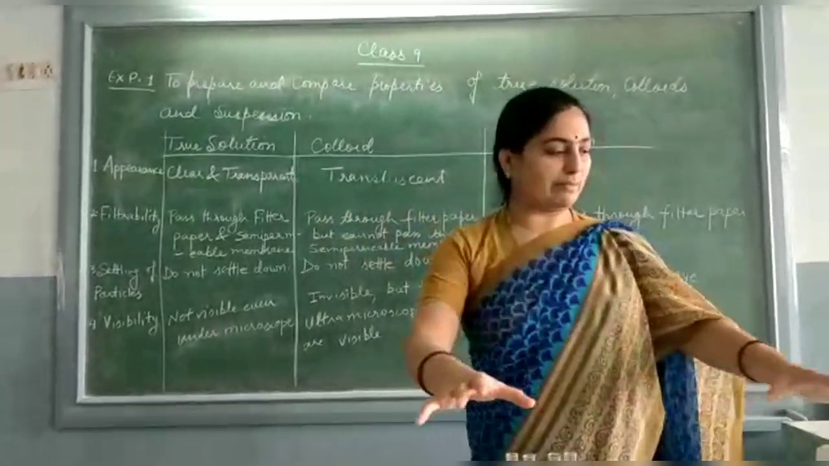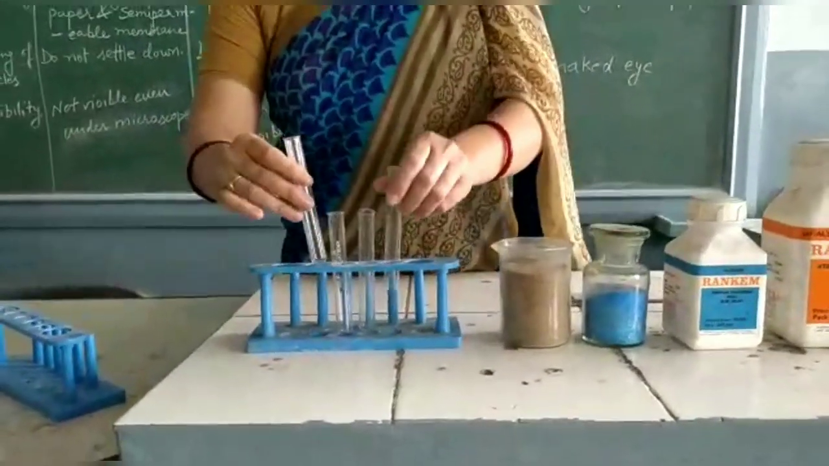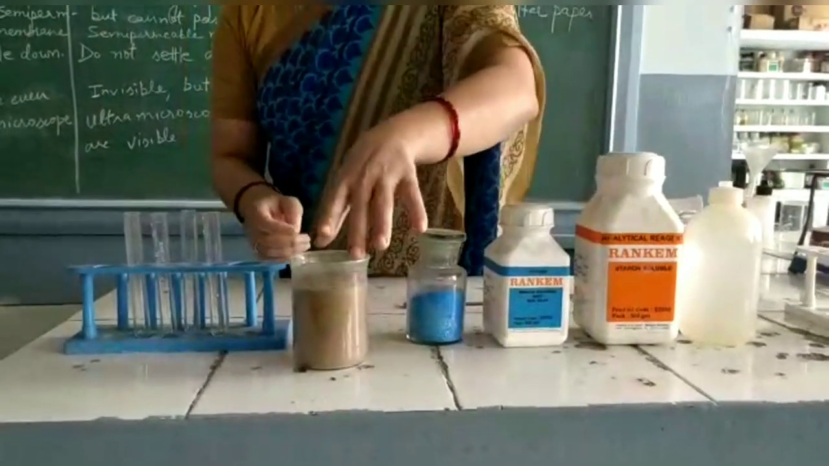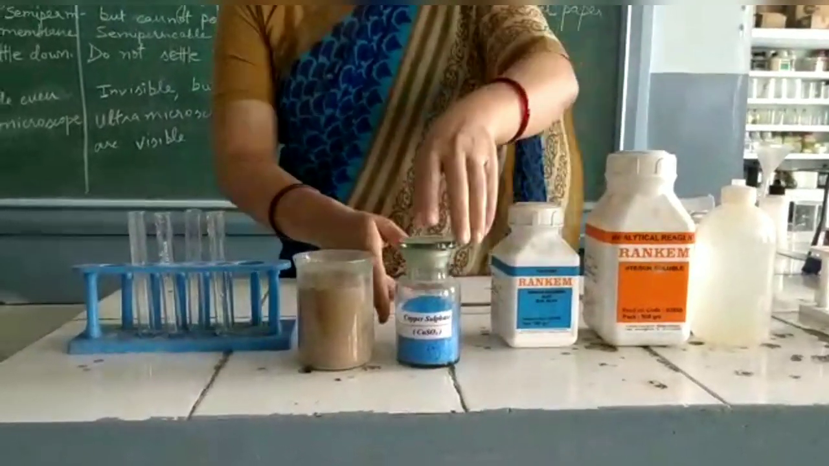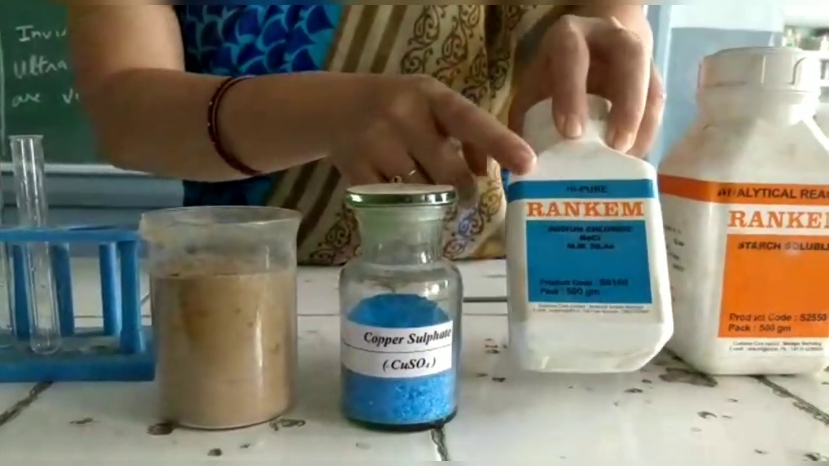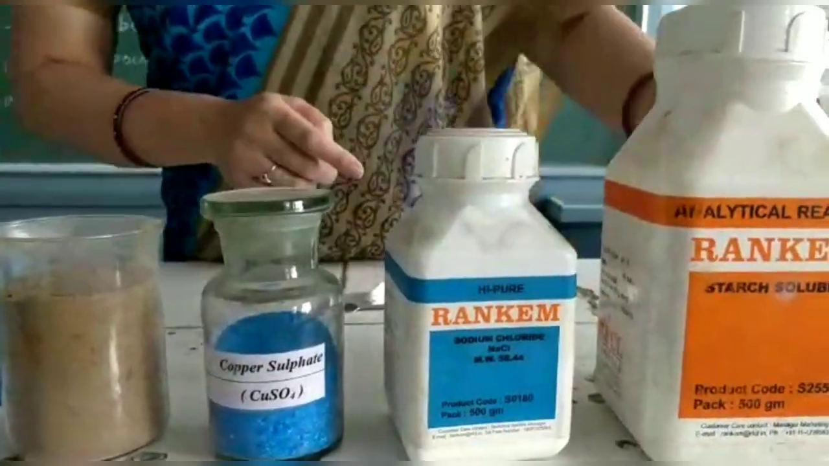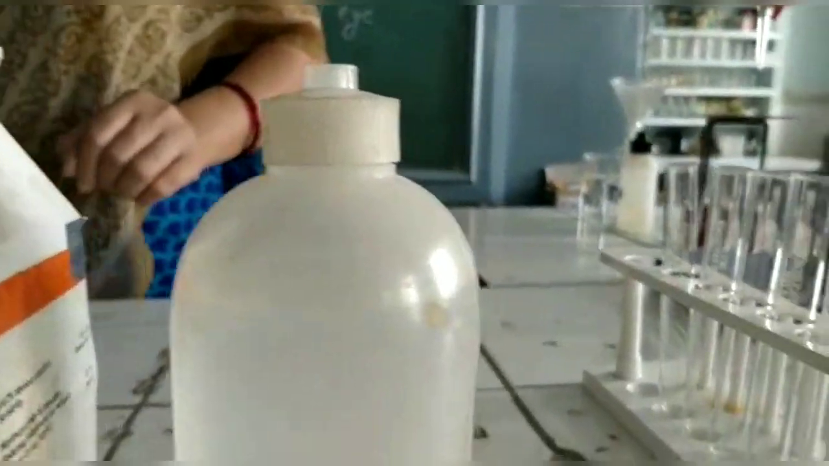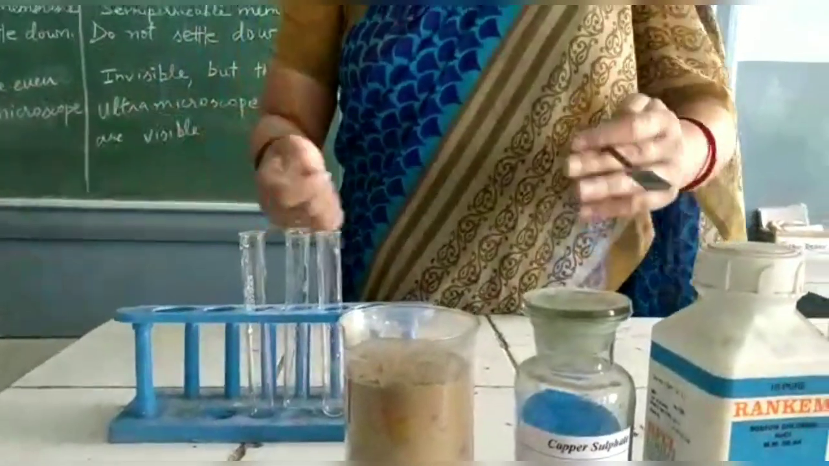Here I have some apparatus. I have the test tube stand with some washed test tubes, and I have the sand which is used to prepare suspension. I have copper sulfate; you can see this blue color, this copper sulfate salt. I'm going to prepare a solution from this. This is sodium chloride, and we have starch. This is water, and again a set of test tubes. Clear? So first of all, I will begin with the preparation of true solution.